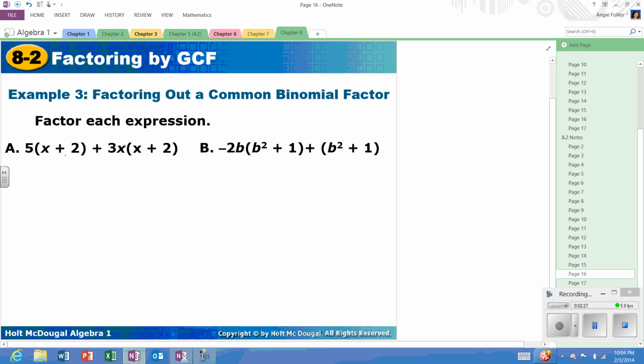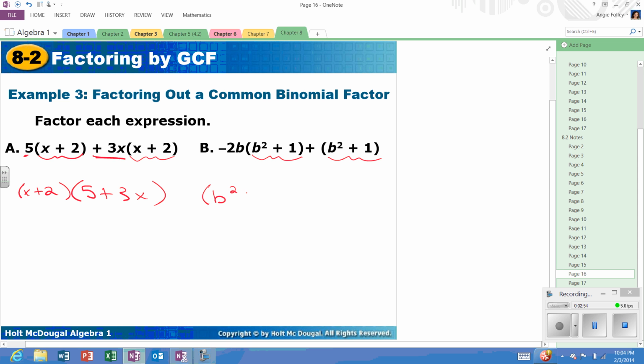Okay, if I have 5 times x plus 2 plus 3x times x plus 2, if you notice, this x plus 2 is in both parts, so I can pull that out, and then what I have left is I have a 5 plus 3x left. Okay? So basically all we're doing is we're looking for the binomial that's in common, and I'm pulling that out.